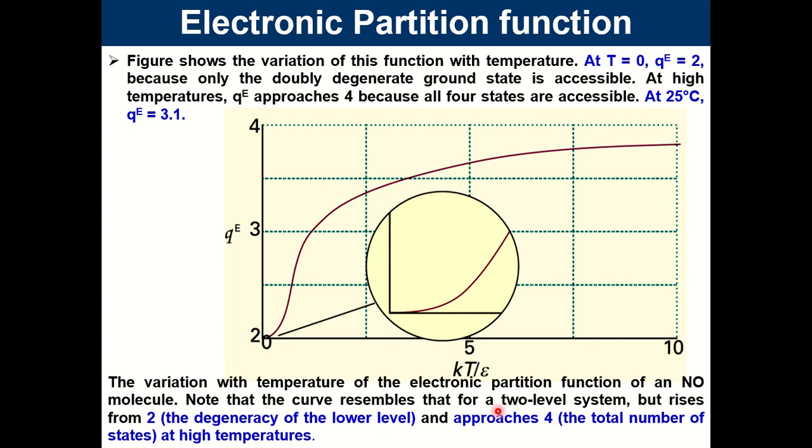So this curve resembles a 2-level system. First there is the first level here, and then it rises exponentially and achieves a plateau-like situation. The graph is obtained over here. The maximum value that is approachable is 4.